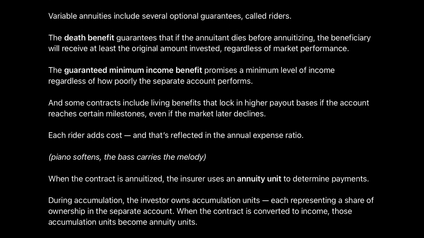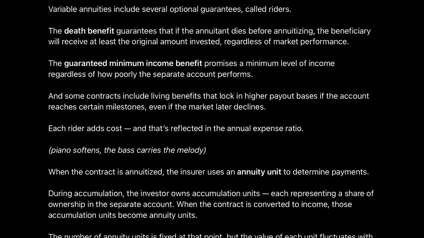Variable annuities include several optional guarantees, called riders. The death benefit guarantees that if the annuitant dies before annuitizing, the beneficiary will receive at least the original amount invested, regardless of market performance. The guaranteed minimum income benefit promises a minimum level of income regardless of how poorly the separate account performs. And some contracts include living benefits that lock in higher payout bases if the account reaches certain milestones, even if the market later declines. Each rider adds cost, and that's reflected in the annual expense ratio.